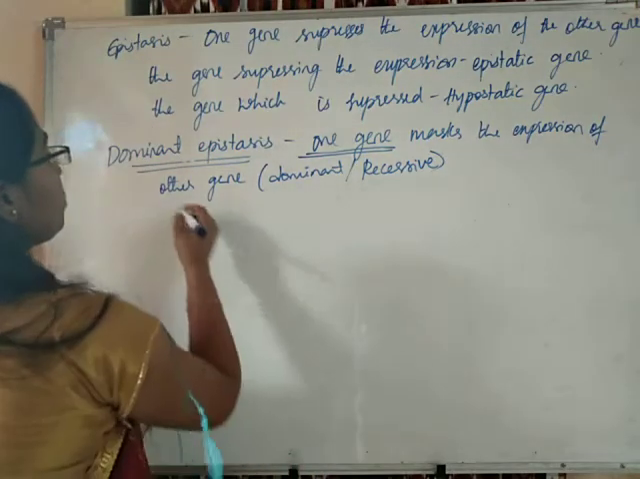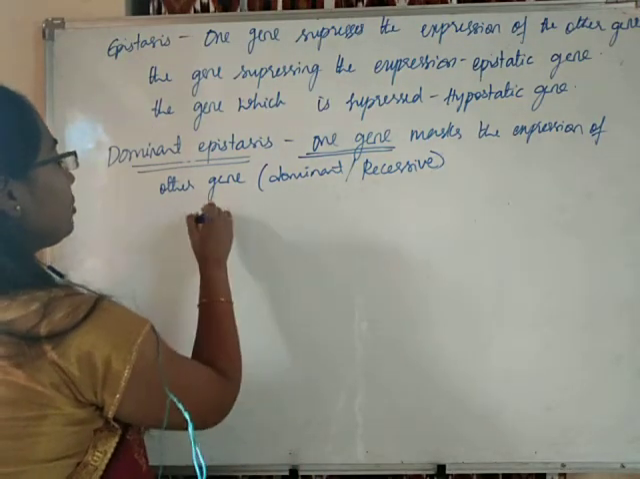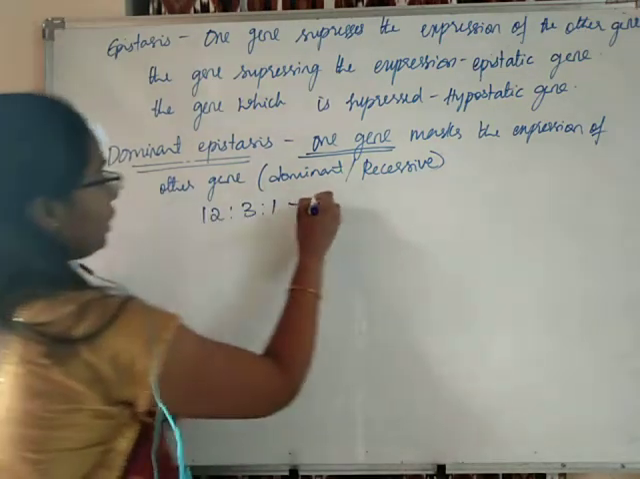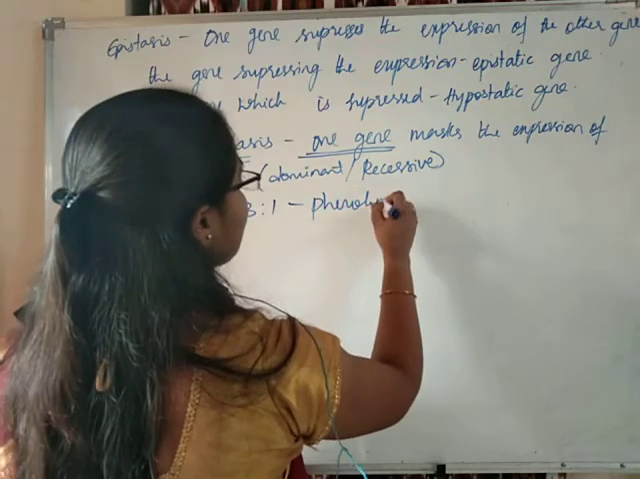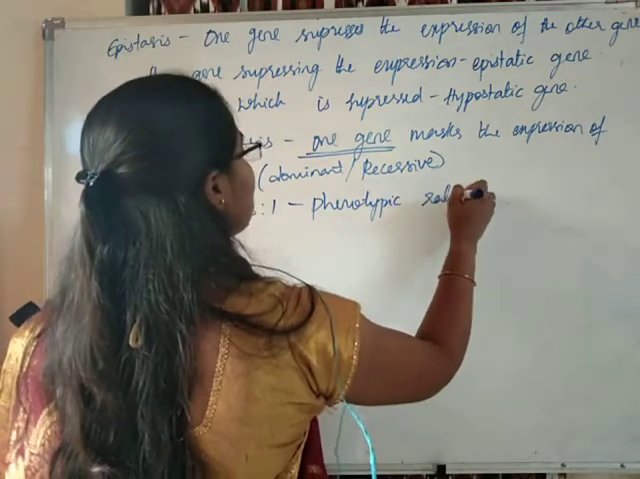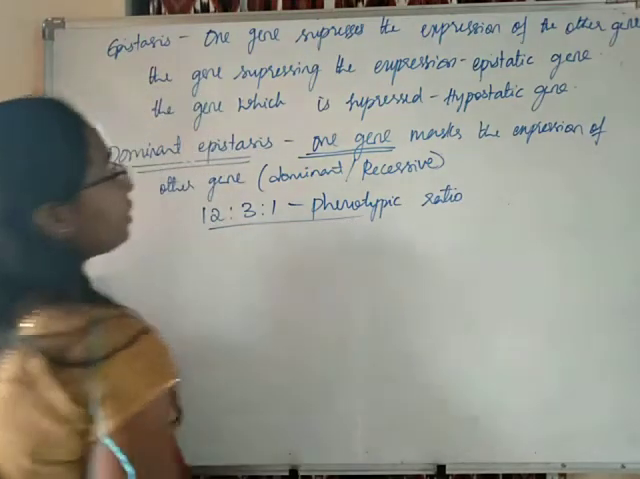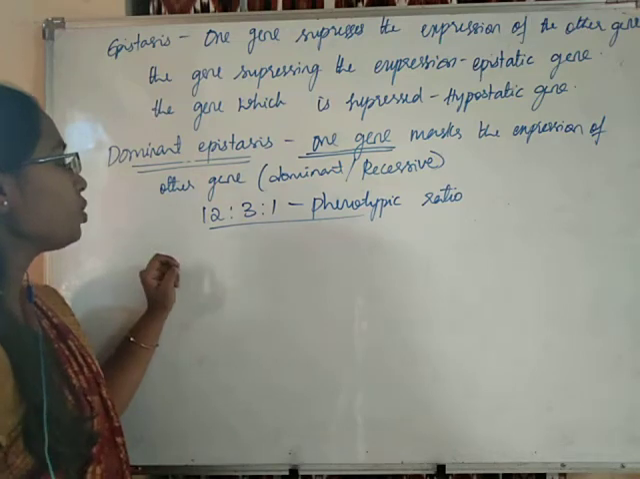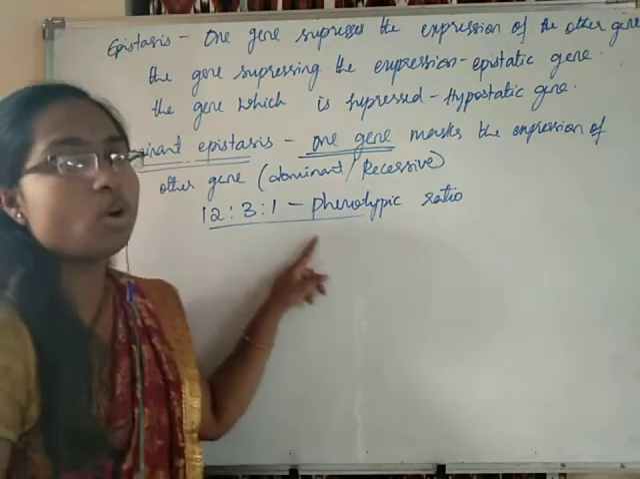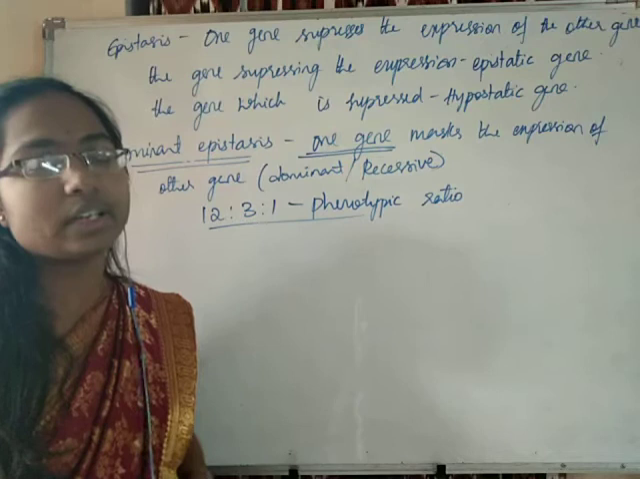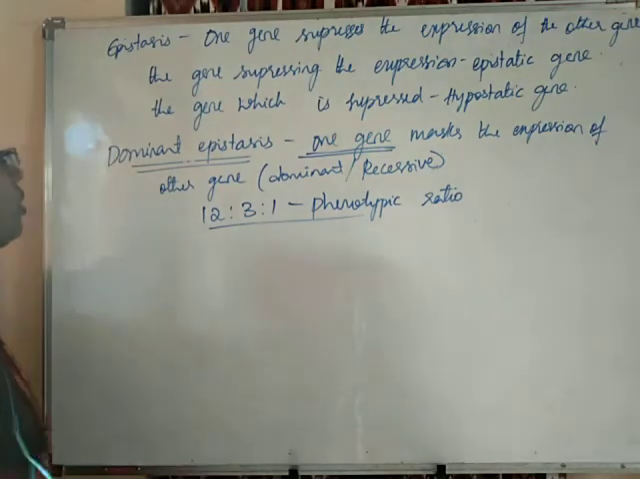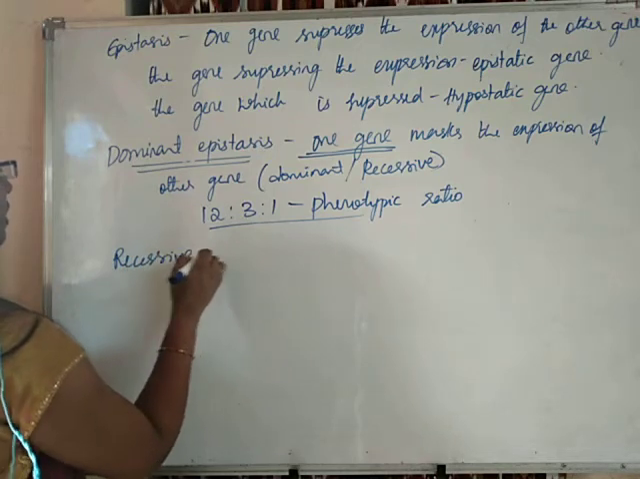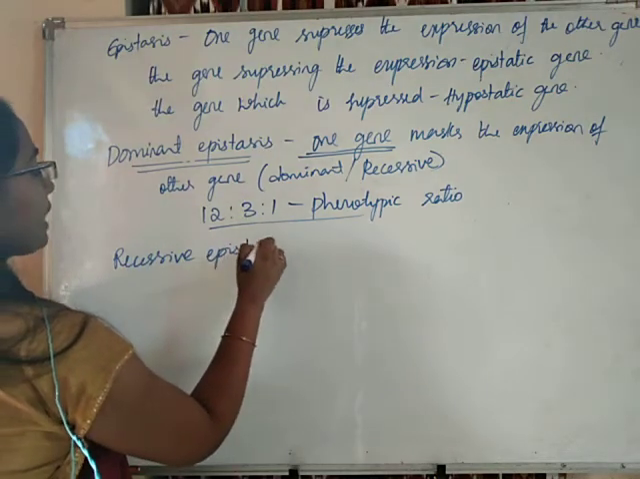condition. Okay, so the phenotypic ratio of dominant epistasis will be 12:3:1. This will be the phenotypic ratio of dominant epistasis. Ratios are very important, students. In a dominant epistasis, the phenotypic ratio will be 12:3:1. Okay. Then coming to the next type of epistasis, recessive epistasis.